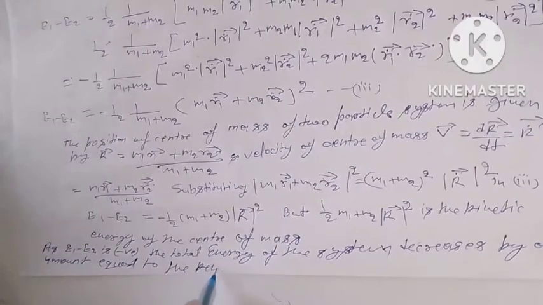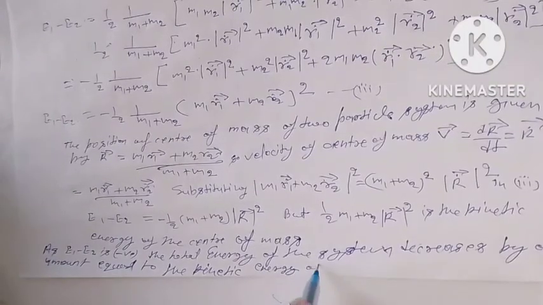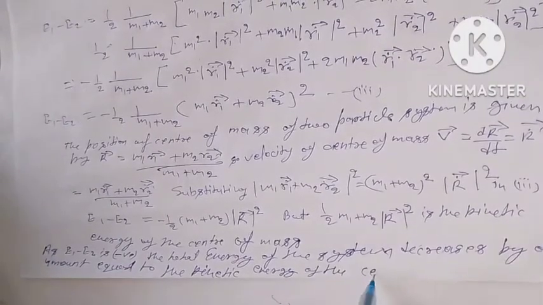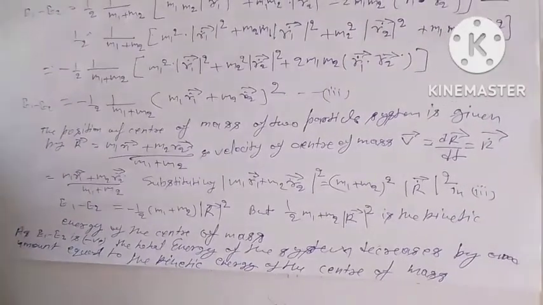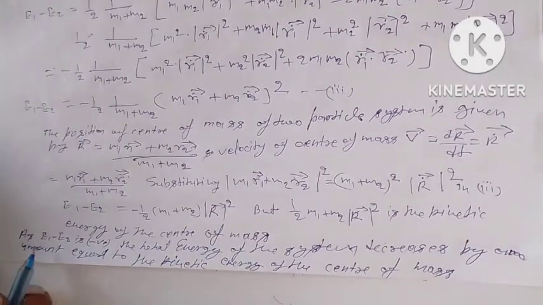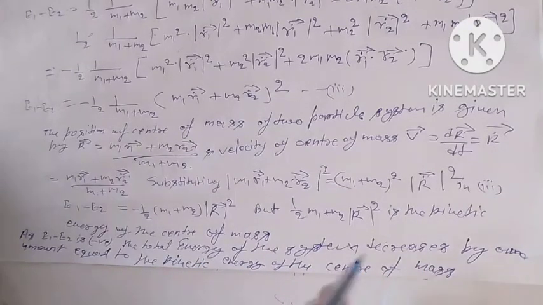Okay, as E1 minus E2 is negative, the total energy of the system decreases by an amount equal to the kinetic energy of the center of mass. Okay, second, change in angular momentum.